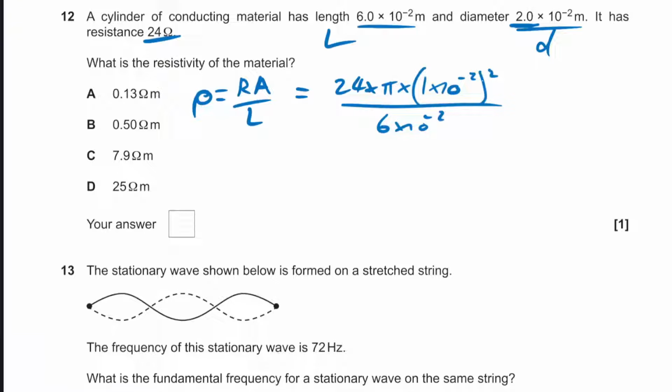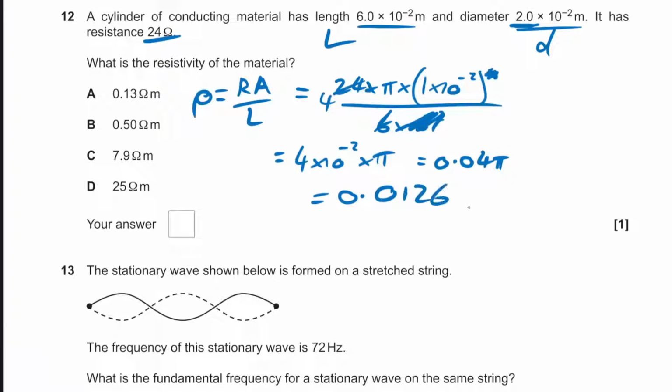I guess I can just cancel the times 10 to the minus 2 on the top and the bottom. Happy days. So that's just going to be 24 over 6, which is 4. So 4 times 10 to the minus 2 times pi, or in other words, 0.04 pi. I do not know what that is off the top of my head. We can see all the numbers are different, so we could just do 4 times pi and get the number. That's going to give us 0.0126 ohm meters. So it looks like the answer is A.